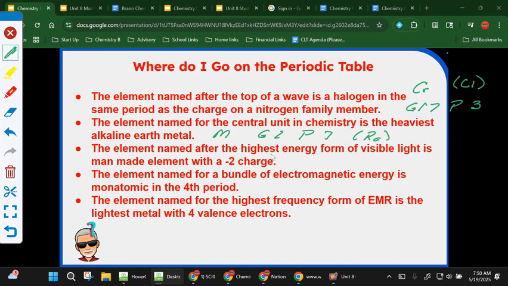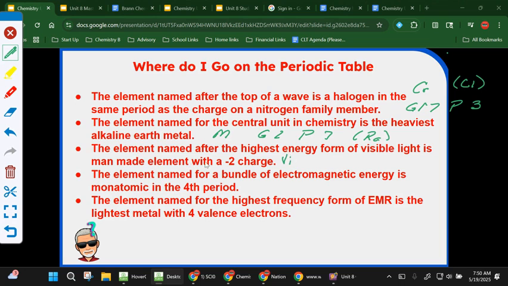The element named after the highest energy form of visible light. Okay, so first of all, we are talking about possibilities of red, orange, yellow, green, blue, or violet. Which one of those has the highest energy? Violet. Okay. Violetium, Vi.